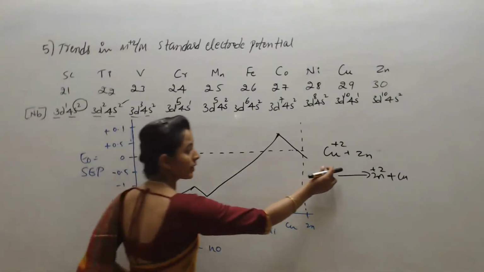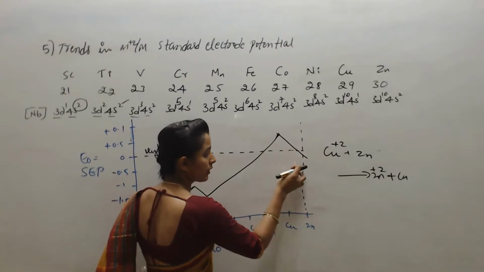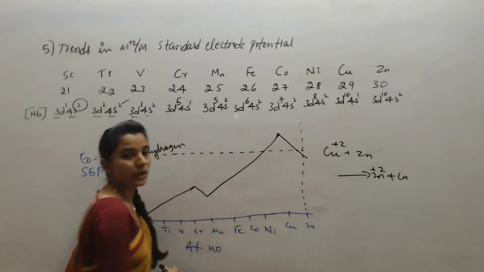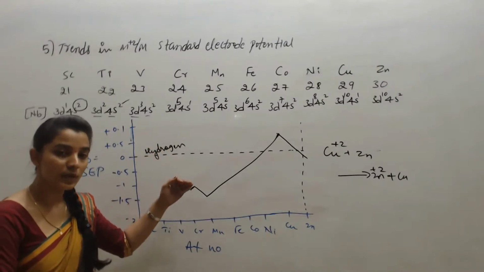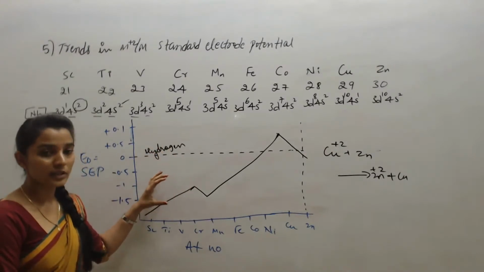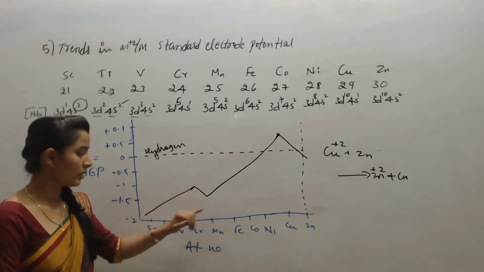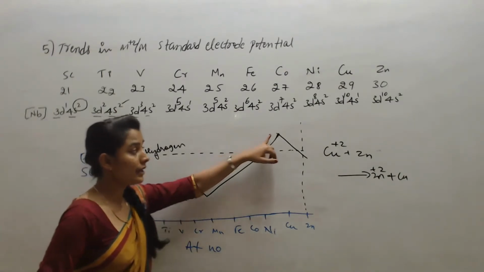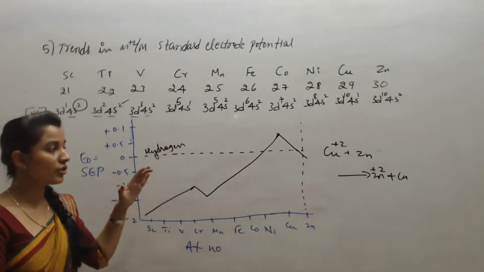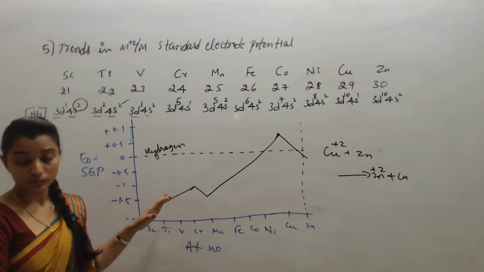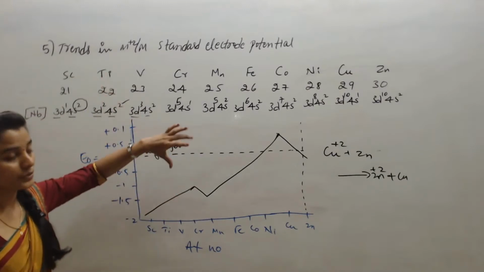It is reduced by what? Zinc. Why? The electrode potential of copper is more, the electrode potential of zinc is less. This shows from the electrode potential value which metal can reduce the respective metal. Okay, this is the trend. It increases up to chromium, decreases for manganese, is highly positive for copper and decreases for zinc. This is the trend in electrode potential. This is the observed curve.